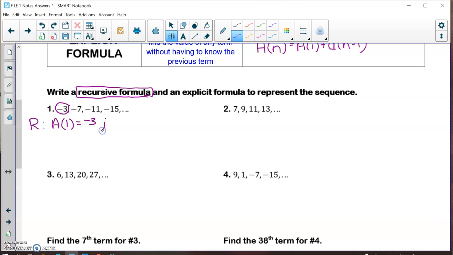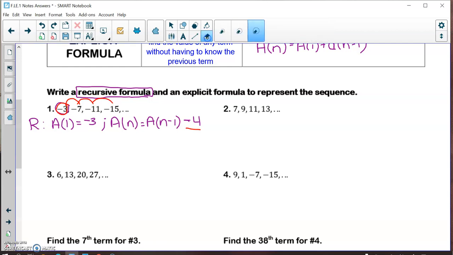Then we draw a semicolon, and we write a of n is equal to a of n minus 1 plus your common difference, which in this case is -4. I'm adding -4 every time, so we're going to write -4, because that's the same thing as plus -4. This is your recursive formula. You just leave it like this. Basically, what this formula is telling you is that my first term is -3, and we're going to be adding -4 every time to find each term in my sequence.